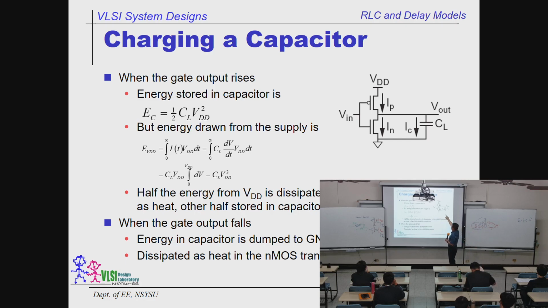So charge, discharge. Now, when you charge it, you lose half of the energy taken from the power supply. And after you discharge, the energy you stored in the capacitor is also gone. So every clock cycle, you take away the full energy, like this one, from the power supply. That is the conclusion. Okay, put it down.